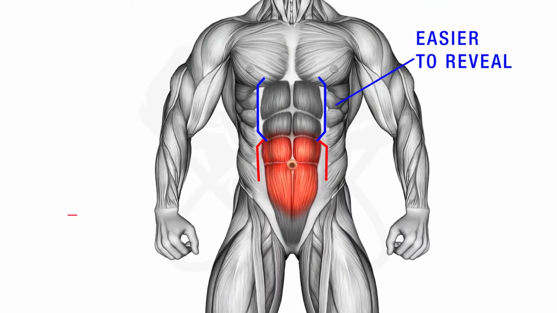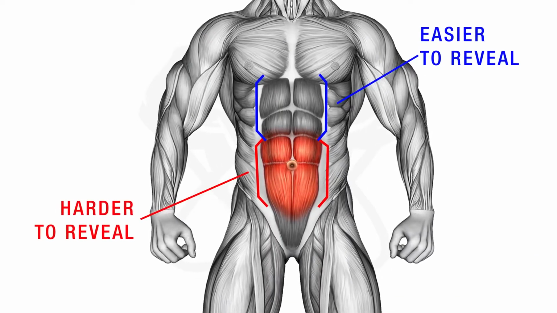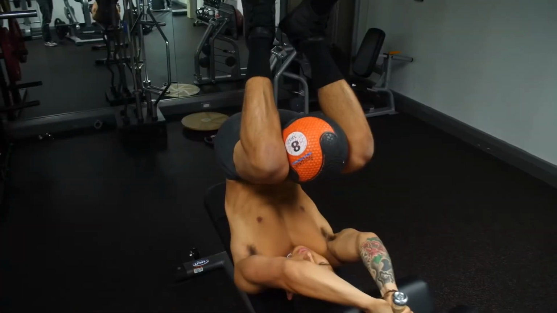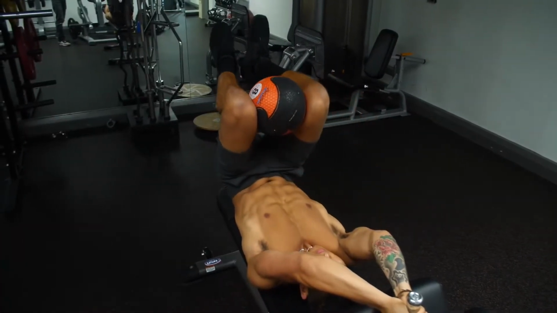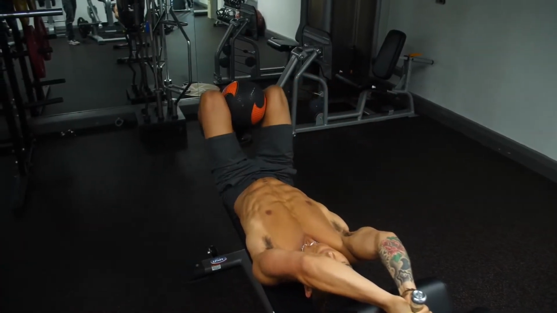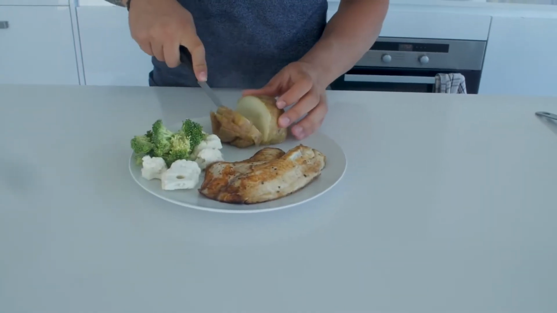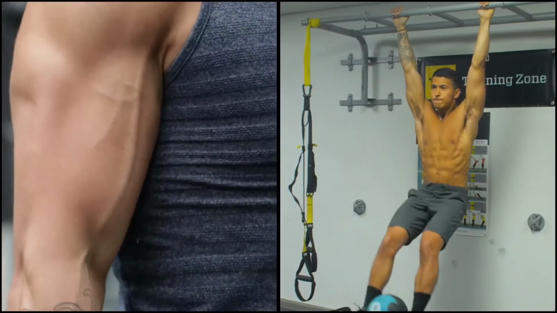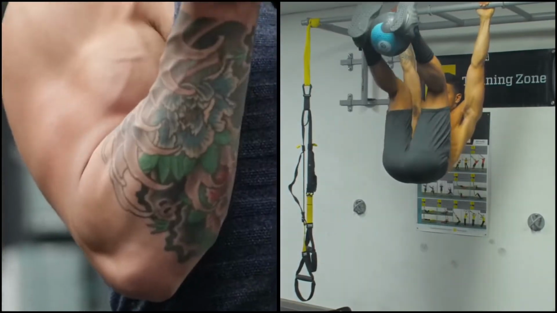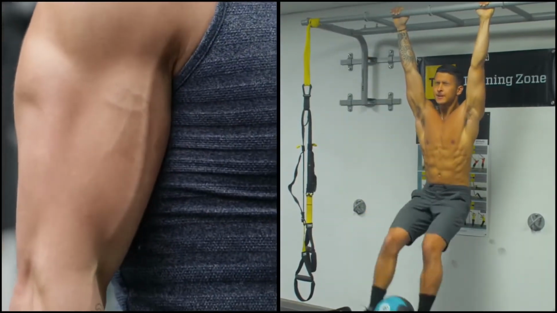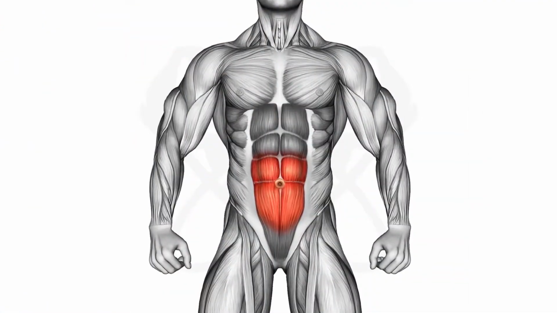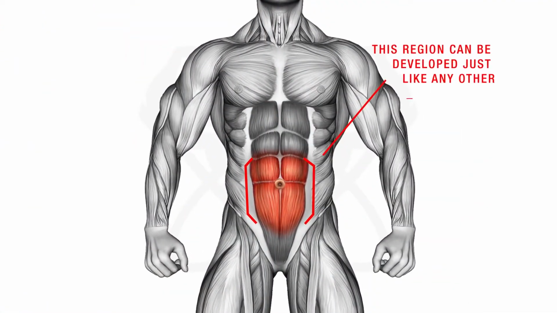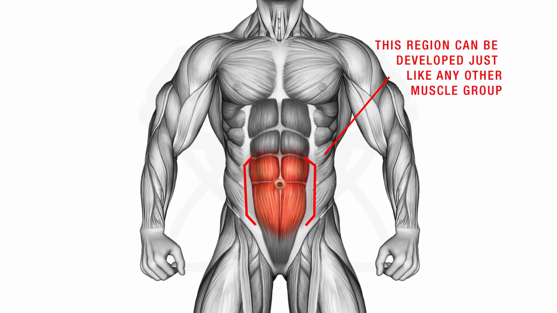However, it's also typically the most difficult part of the abs to reveal, which is mostly due to the low level of body fat you'll need to achieve in order to do so, and is something that nutrition will be largely responsible for. But although nutrition will play a huge role in revealing your lower abs, just like any other muscle, you can actually prioritize and develop this region of the abs to make them more visible and pop, even at a higher body fat percentage.